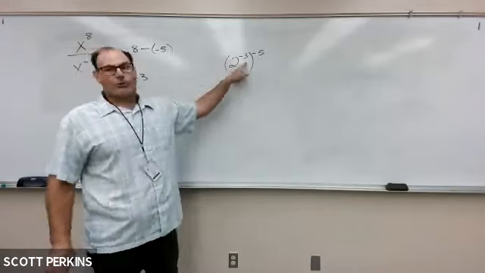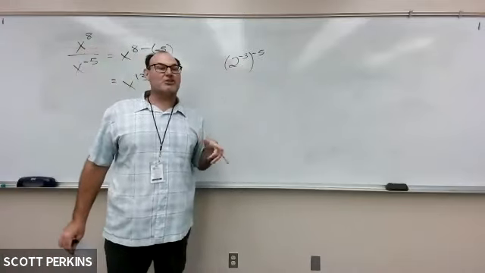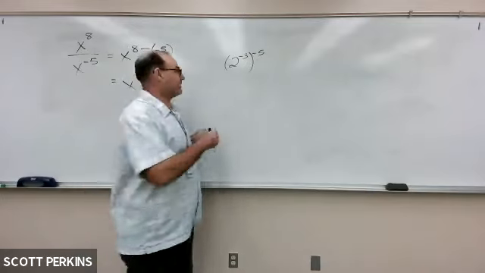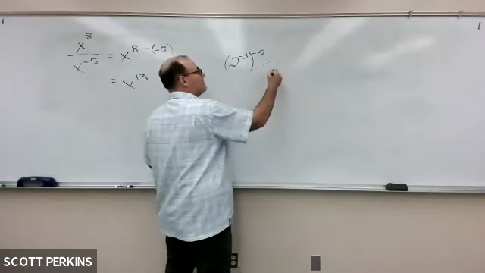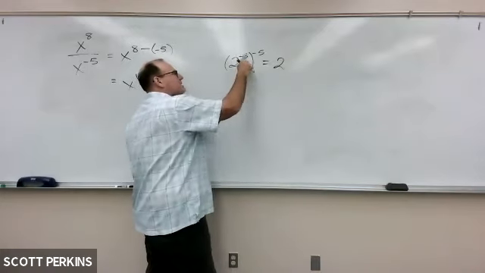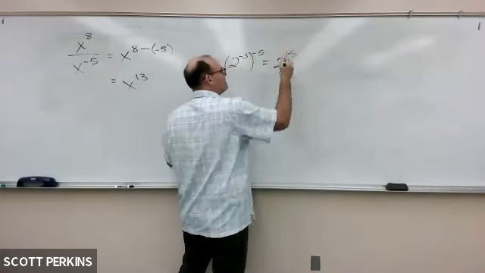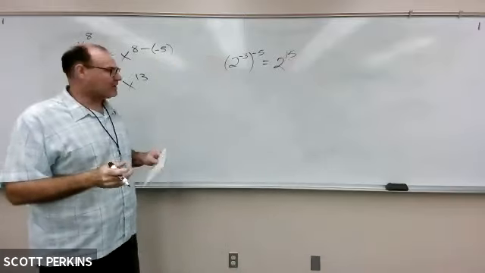When I have a power raised directly to another power, what operation do I use here? Perfect. Okay, it's the same rule as before. Don't let the negatives mess you up. So I've got 2, negative 3 times negative 5 is positive 15. Okay, great job.